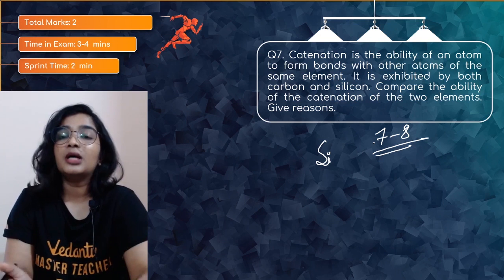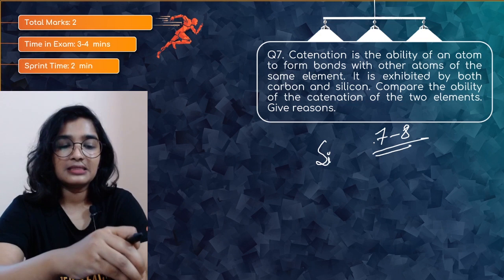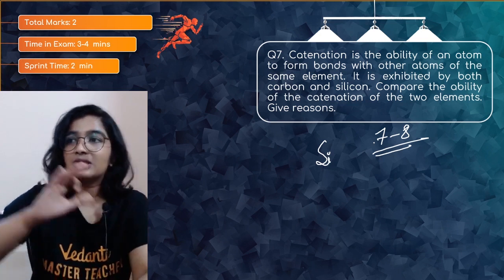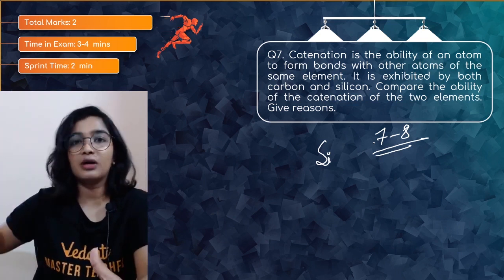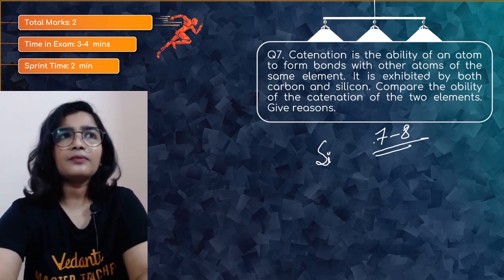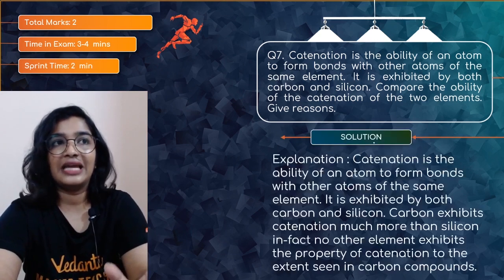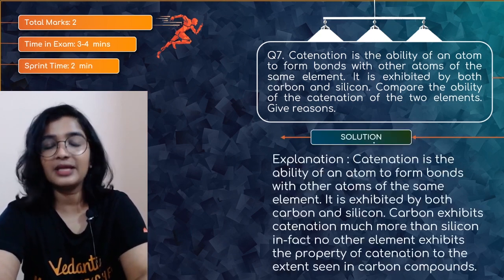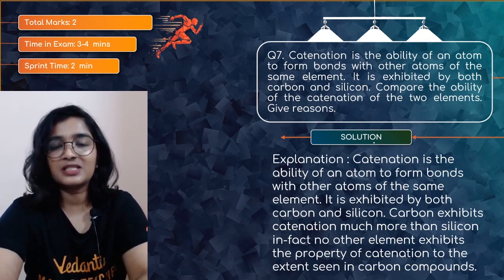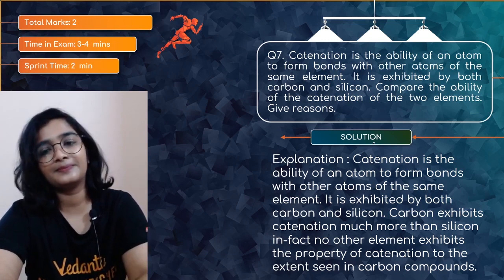That means they are not stable. But when it comes to carbon, because of its smaller atomic size, the distance between the nucleus and the shared pair of electrons is less. The nucleus can hold on to the shared pair of electrons strongly compared to what happens in the case of silicon and silicon. That is the reason no other elements exhibit catenation to the extent that carbon does. Okay, so that will be the comparison. So silicon, even though it exhibits catenation, the compounds formed are not stable.